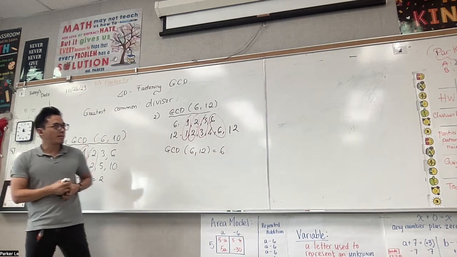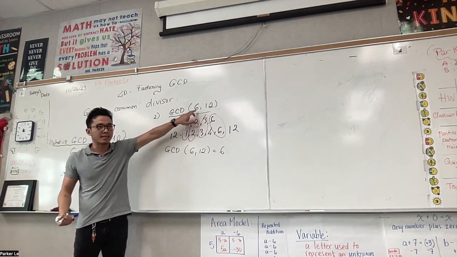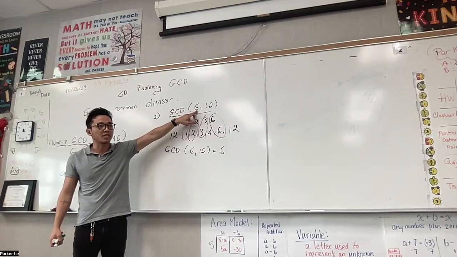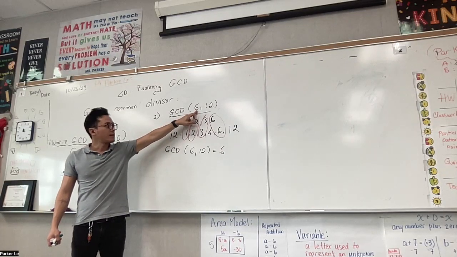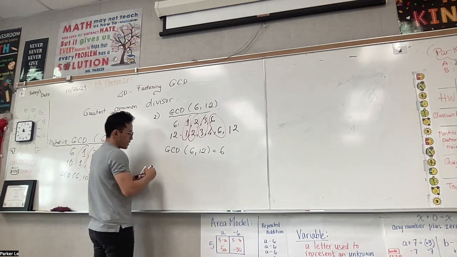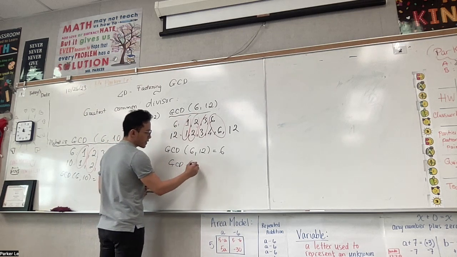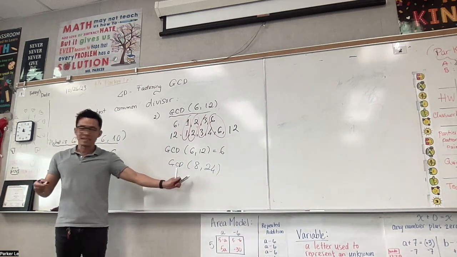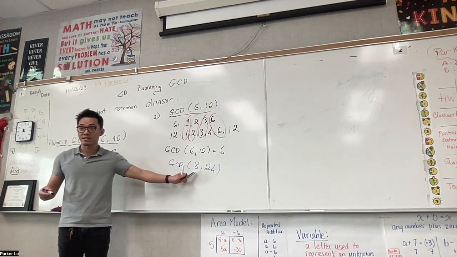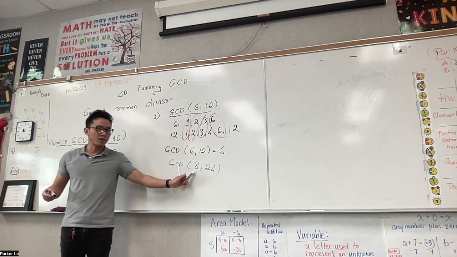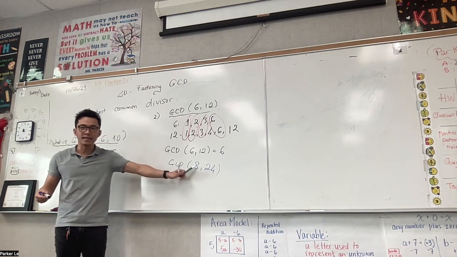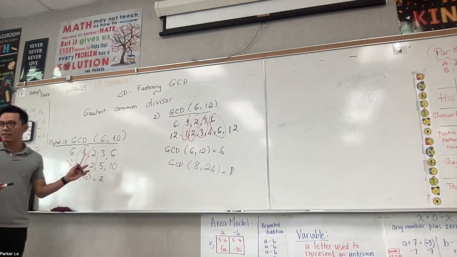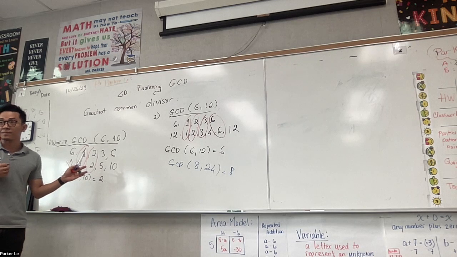So here's the thing. If you see two numbers and the bigger number can be divided by the smaller number, like try to divide 12 by 6, then that smaller number is the GCD. That's the shortcut. Like, what is the GCD of 8 and 24? Can 24 be divided by 8? Yes. If it can, then that 8 is the GCD. That's the shortcut. Okay, good.